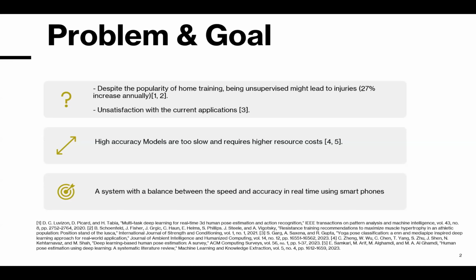And our major gap in this issue is that we want to achieve a high accuracy model that can be as efficient on smartphones, because a high accuracy model is usually slow in terms of performance due to multiple computations. And as our target, we want to implement a system that has this balance between speed and accuracy in real-time recognition using a smartphone-friendly model.